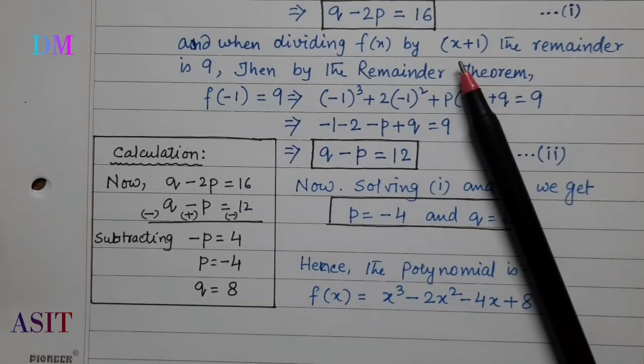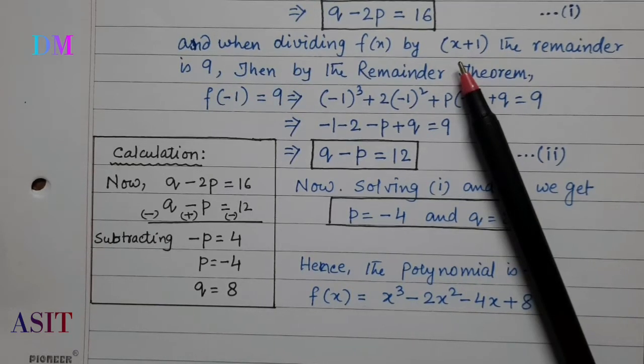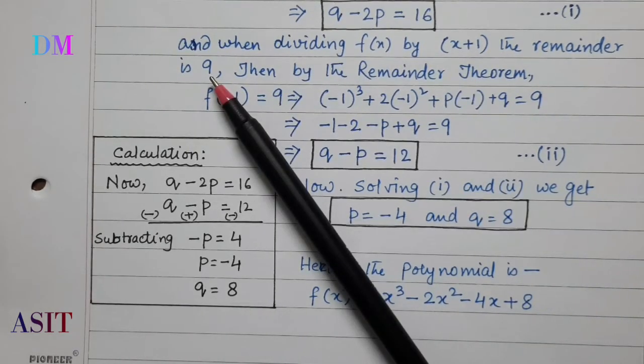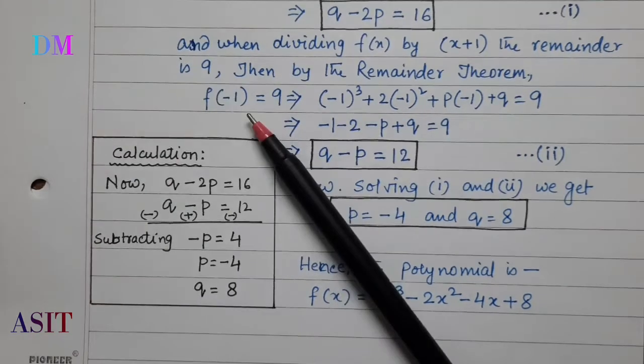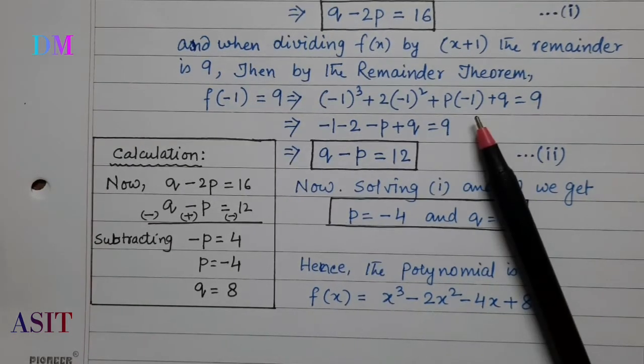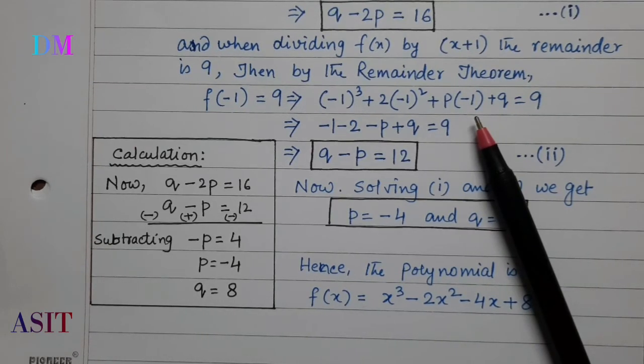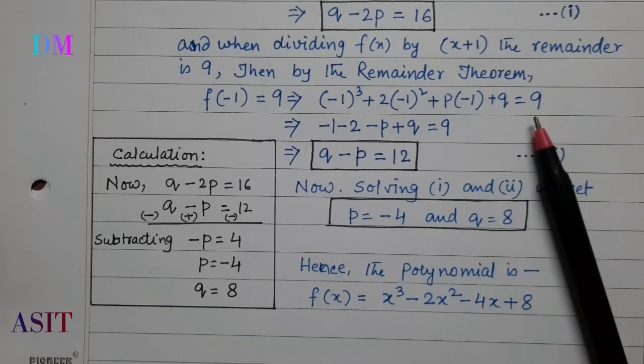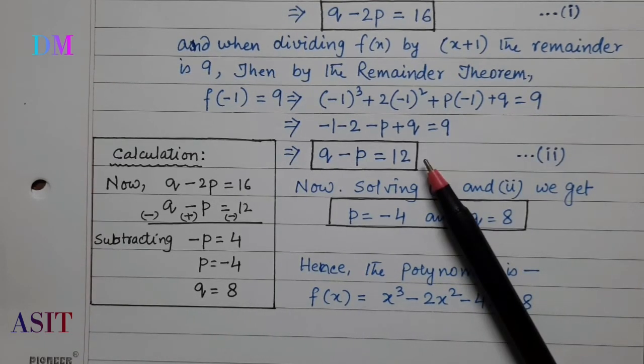Now it was given in the second condition that after dividing by x plus 1, the remainder was 9. Then by using the remainder theorem we can say f(-1) will be equal to 9. Hence we can put minus 1 in the given polynomial and equate the expression with 9, and we will get q minus p equals 12.